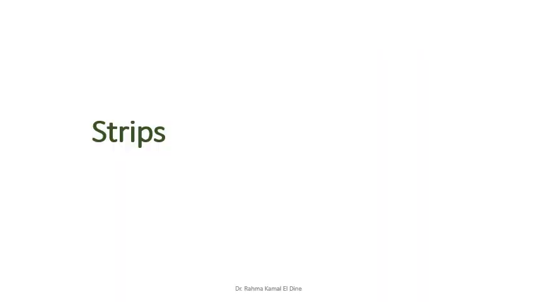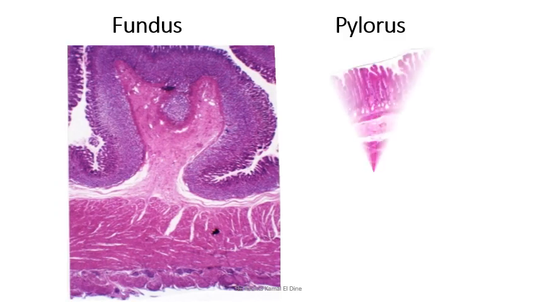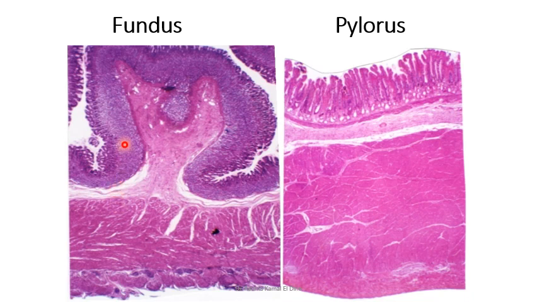If we have strips, we have two types of slides only, the fundus and the pylorus. How could I differentiate between the fundus and the pylorus? Number one, the fundus is folded mucosa, the pylorus not. Number two, the mucosa is dark in the fundus, paler in the pylorus. Here is the pit. The pit to the gland ratio is 1 to 3 or 1 to 4, while the pit in the pylorus is 1 to 1 and wide and deep.